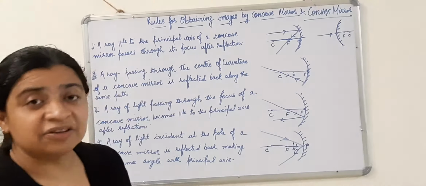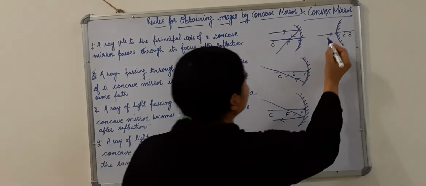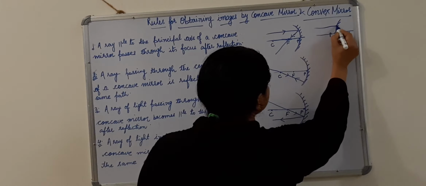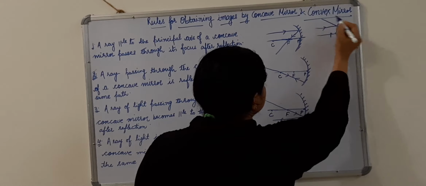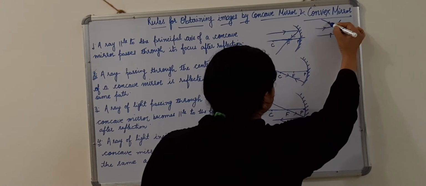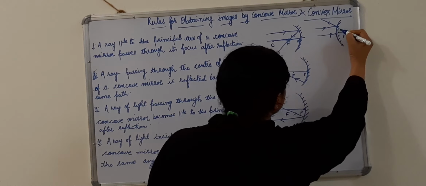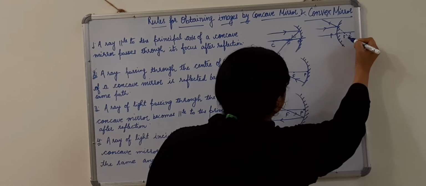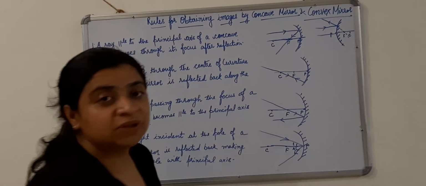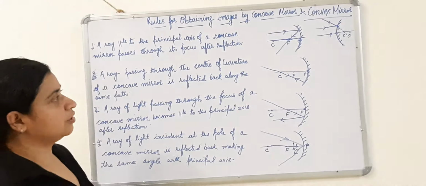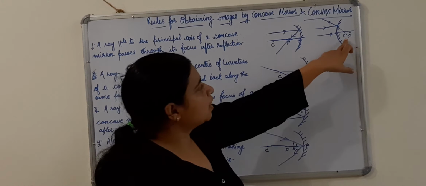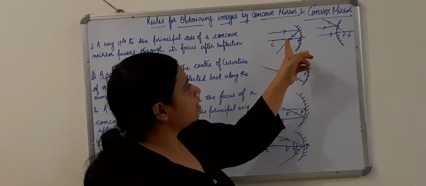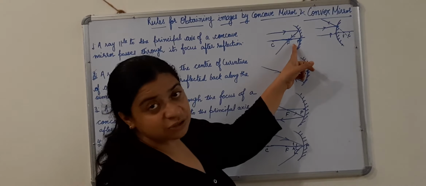As this is a diverging mirror, the ray of light which is coming parallel to the principal axis will diverge. But after reflection, it will appear to come from the focus. Same rule. If we retrace the path of the reflected ray, we will come to know that it is passing through the focus. Here also parallel ray is passing through the focus.